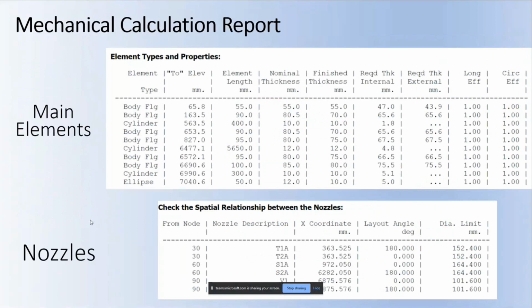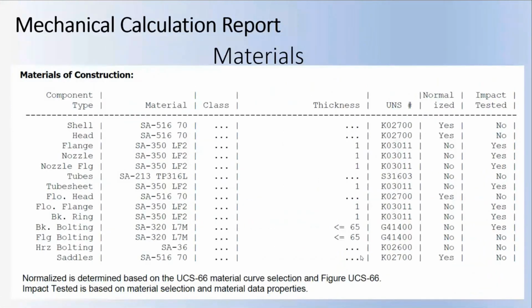From the mechanical calculation we can get the main elements from the mechanical report and the nozzles on this model, like we have the T1A, T2A, and here the nozzles on this model. Here is a list of the materials used on this model, like for shell, it's SA 516 grade 70 with a normal condition.